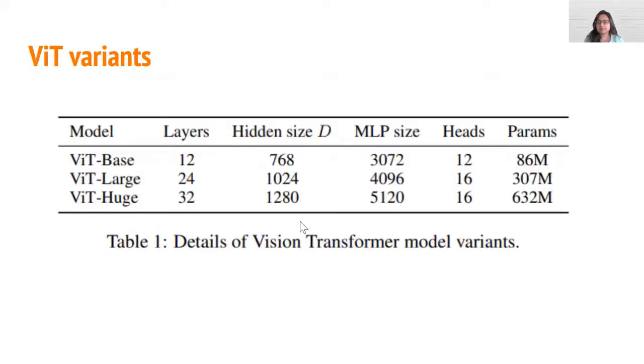From the ViT paper, these are the different variants of ViT. ViT base uses 12 layers, large uses 24, and huge uses 32. And you can look at the values for other variables in the three variants. Heads is the attention heads.